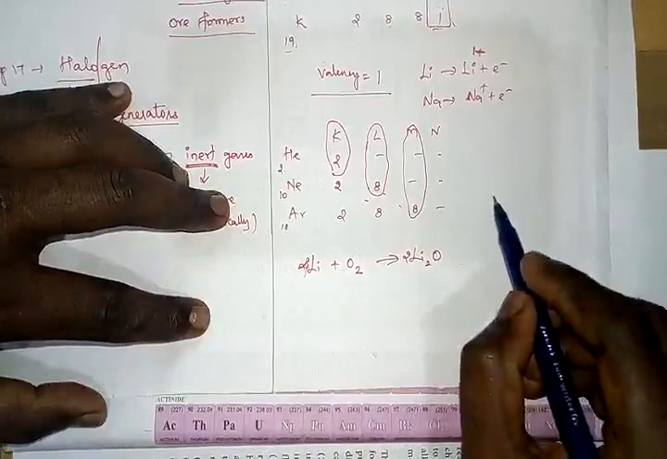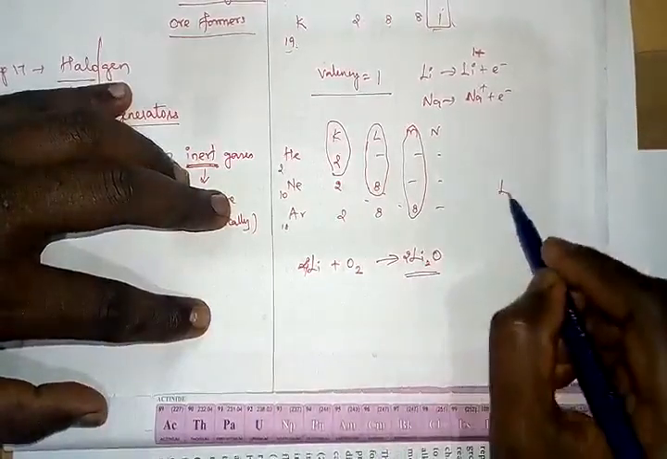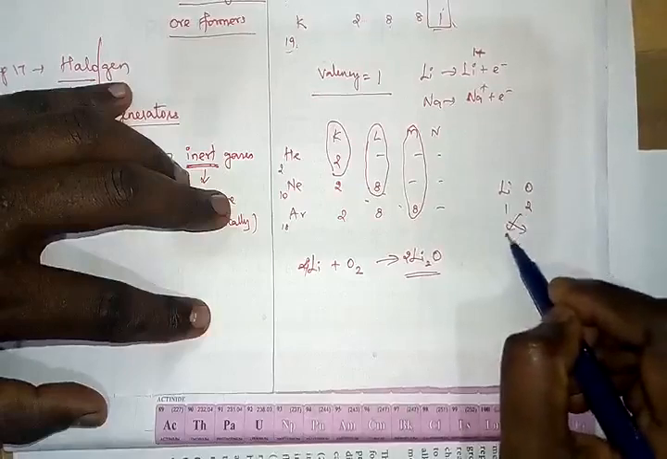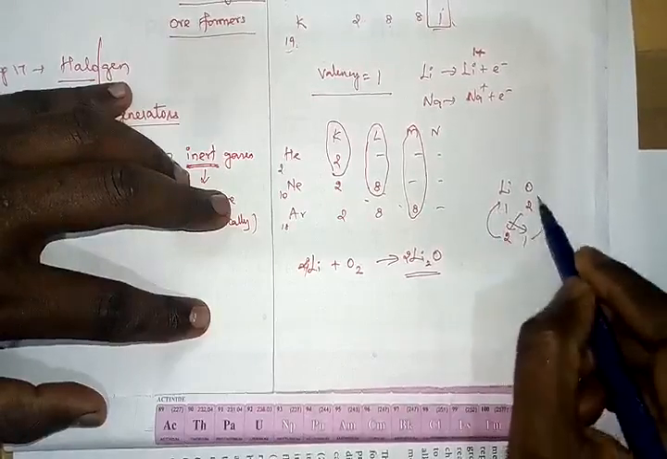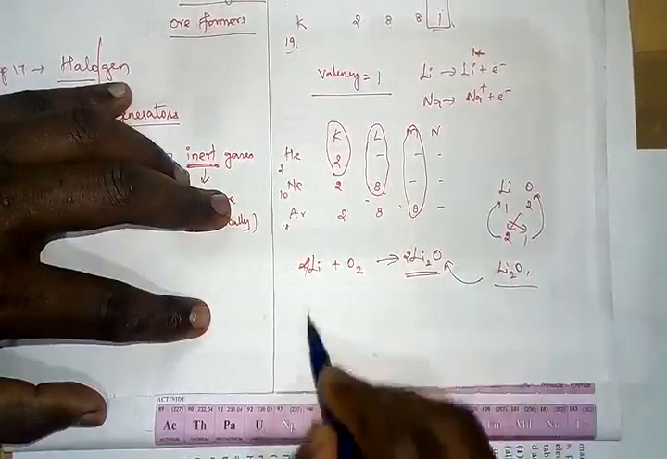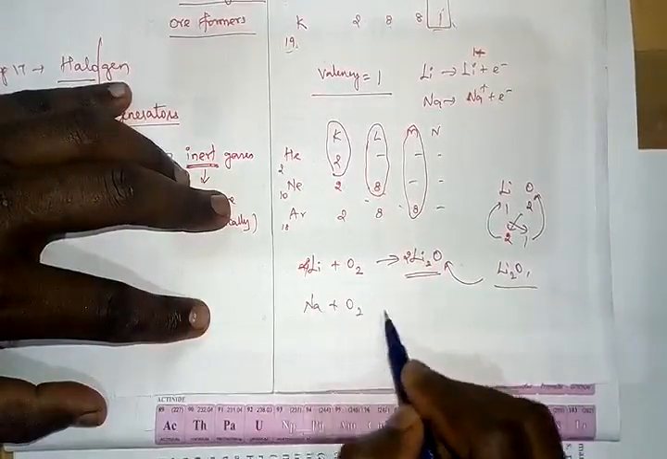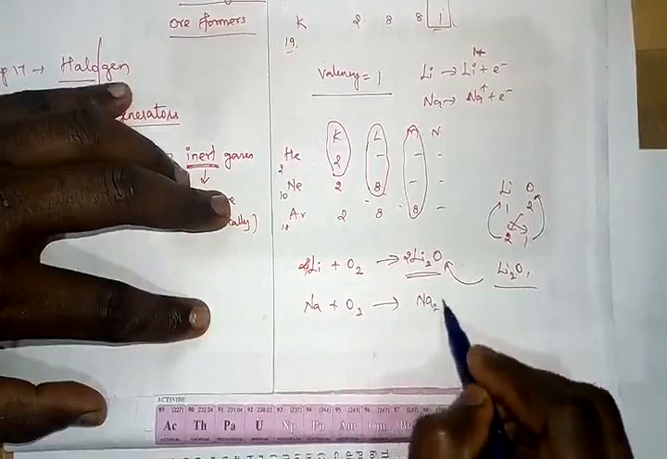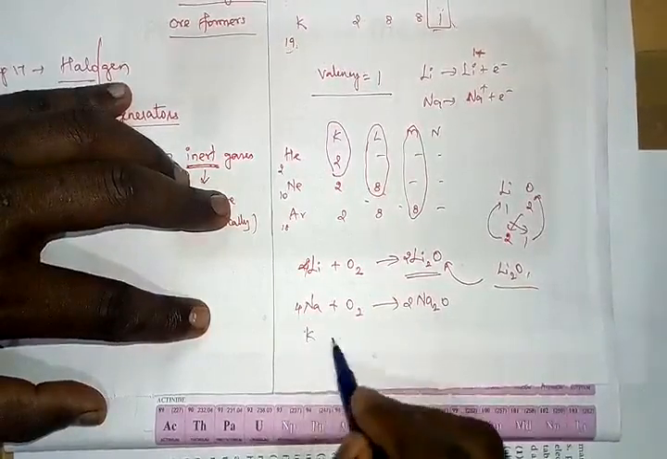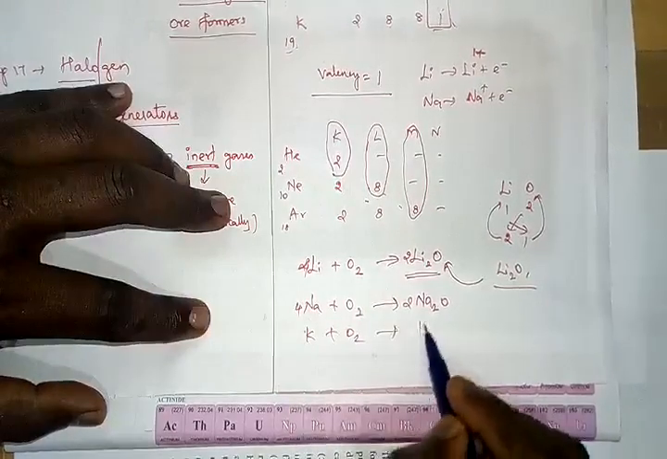Let me do the crisscross method to check whether this formula is correct or not. Lithium valency is 1, oxygen valency is 2. When you crisscross, 2 comes here, 1 goes here. So lithium 2, oxygen 1. So this formula is right. What about sodium? Sodium, when it reacts with oxygen, forms Na2O, right? Similarly, potassium, when it reacts with oxygen, forms K2O.